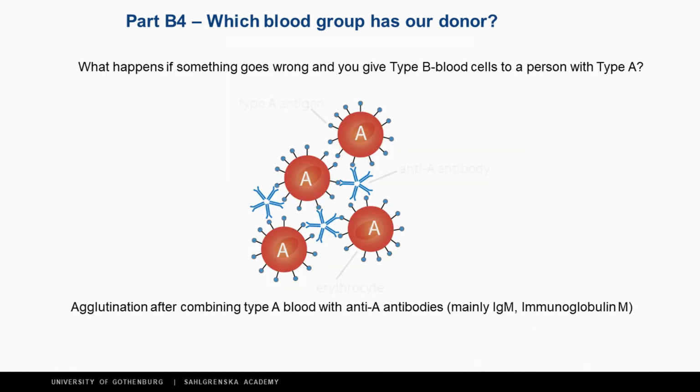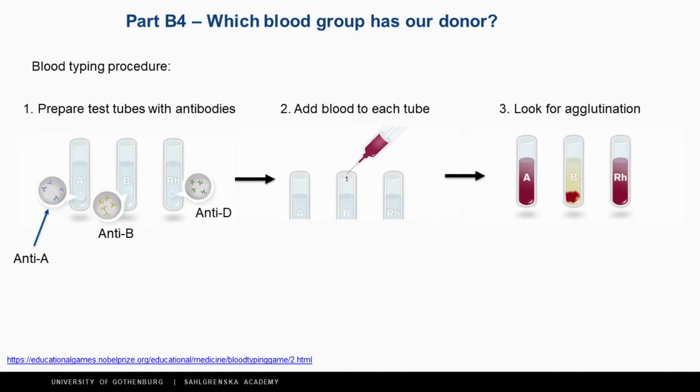What happens if something goes wrong and you give B blood cells with the B antigen to a person with type A blood, having the anti-B antibody in their plasma? The anti-B antibodies from the recipient will bind to the B antigen on the donor cells, leading to clumping of blood, called agglutination, which can be fatal. In this lab we will determine the blood type of our donors.